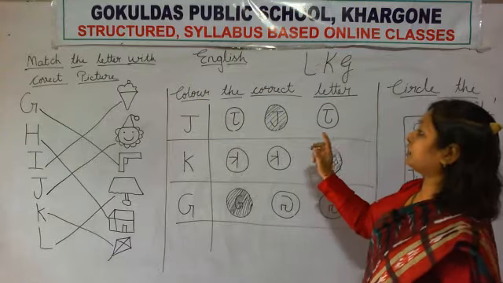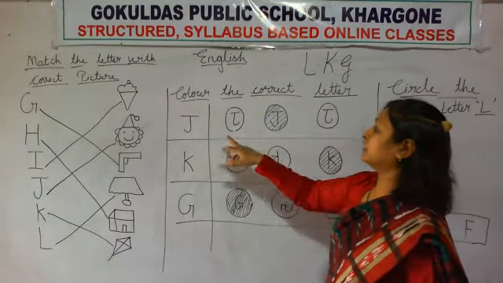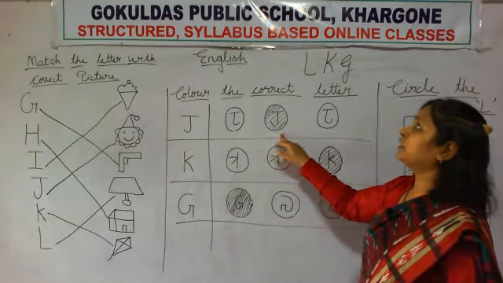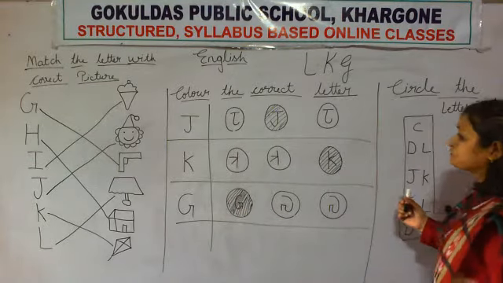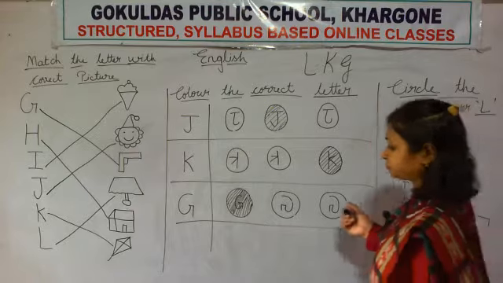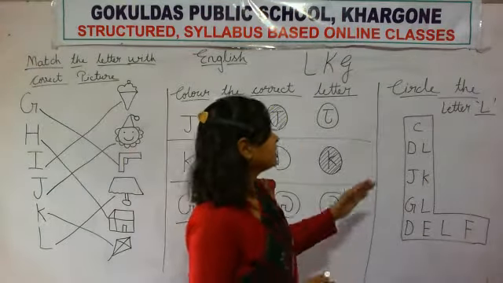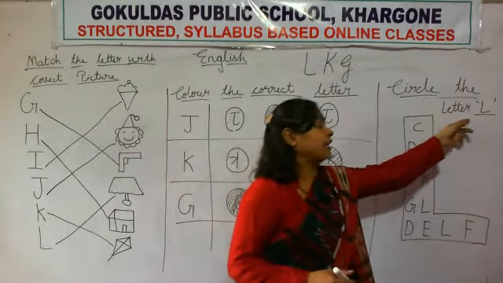Then we have to color the correct letter. The letter which is correct, we have to color it. Okay. Next, look here, all of you. Next, look here. Circle the letter L.